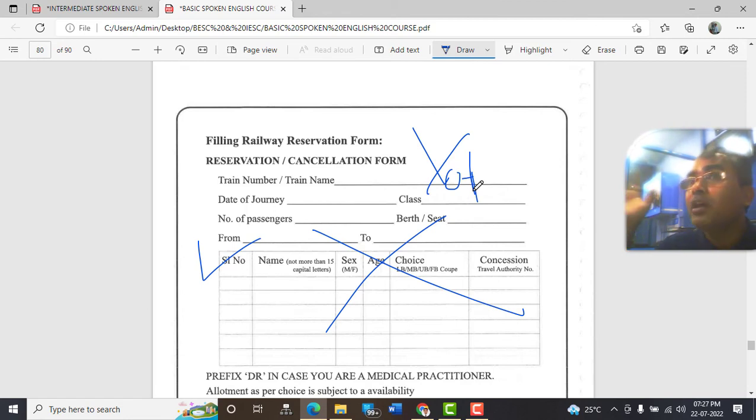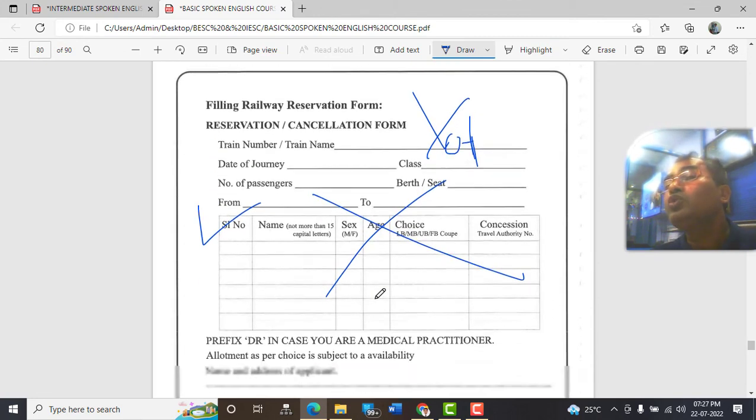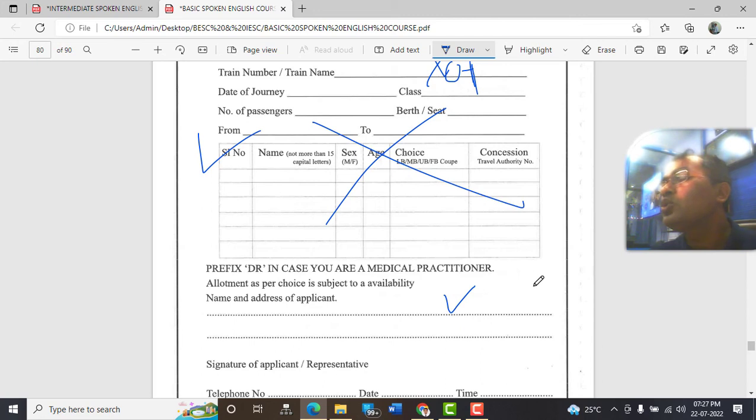And such people are ruling us. Look at the sadness of what has happened. So you should know where to tick, how to put a straight line, how to put a cross line, how to put a tick, where to put a tick.